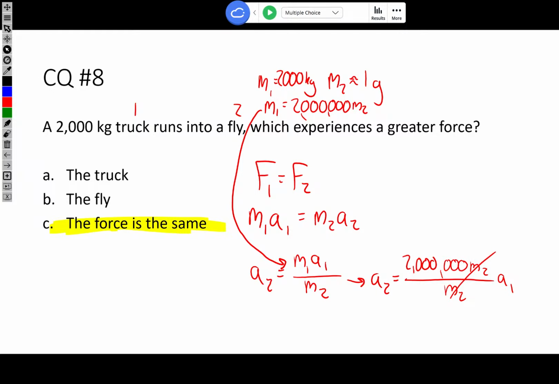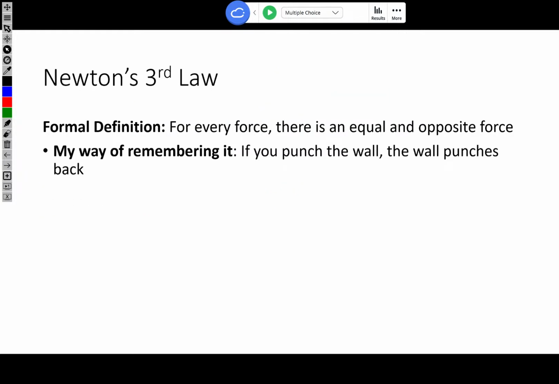You answered my question. Oh, okay. Yeah, so acceleration is what matters. That's the thing that's really interesting here. That's what Newton discovered. For every force, there's an equal and opposite force. And the example I give is if you punch the wall, it hurts. Because the wall punches back.